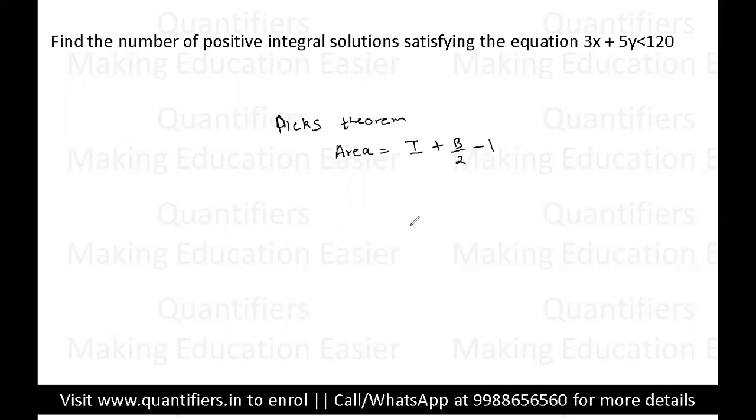Right. Now let me explain you when to use this theorem. So students, basically this theorem is used when the question is based on a graph. So if there is any graph based question, let me make a graph. So now students, 3x plus 5y is less than 120. So let us make the graph.